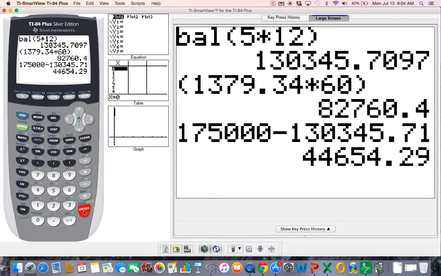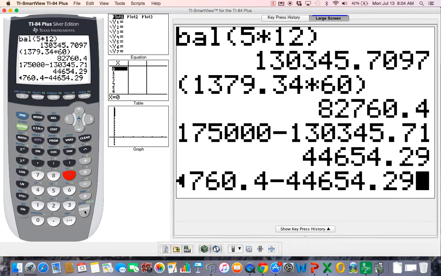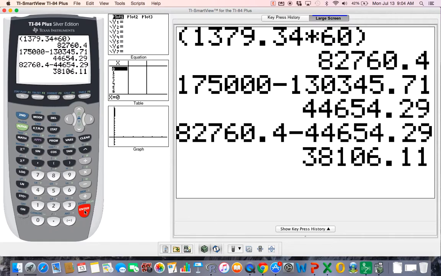So you might say, well, why didn't all my money go to reduce principal? Well, it would if you weren't paying any interest. So we have to take the difference, 82,760.40 minus 44,654.29, and we get our answer. So $38,106.11 was how much interest we paid in the first 5 years.